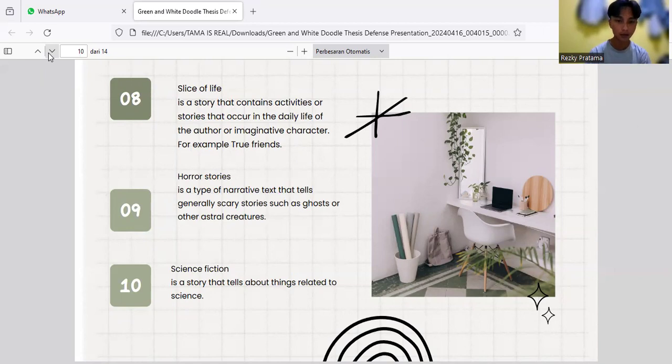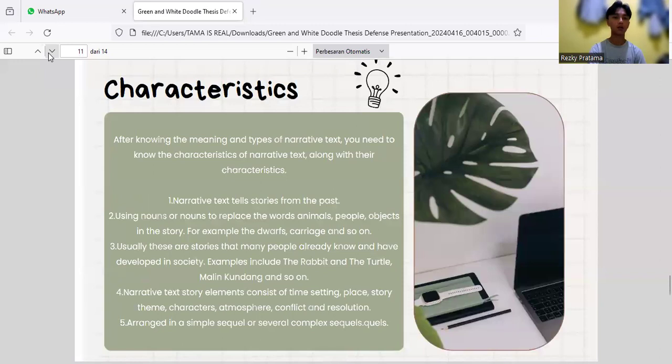Number nine is about horror stories. It's a type of narrative text that tells generally scary stories such as ghosts or other astral creatures to scare you and make you feel aware about this story. Next, about science fiction, a story that tells about things related to science, like sci-fi, or the future or something else.